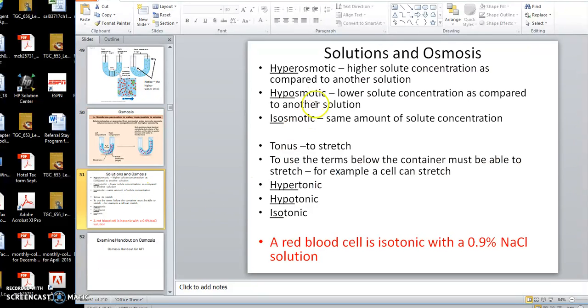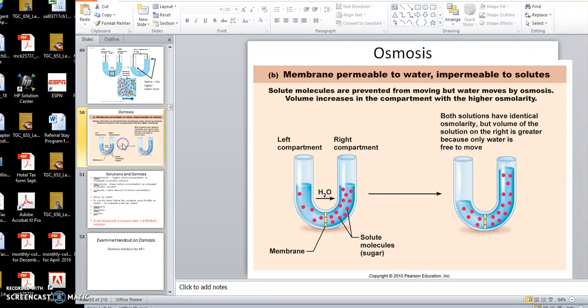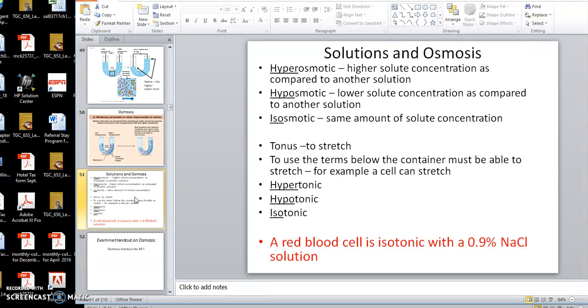So let's go back to our terms. Hyper, more solute particles. Hypo, the lower side. Iso, the same. Now this is what you will see in clinical and general biology. If the container that the water is moving in and out of can stretch, then we use the term from Latin tonus, to stretch. When we're talking about life, we're talking about moving in and out of blood vessels or moving in and out of cells, particularly cells.